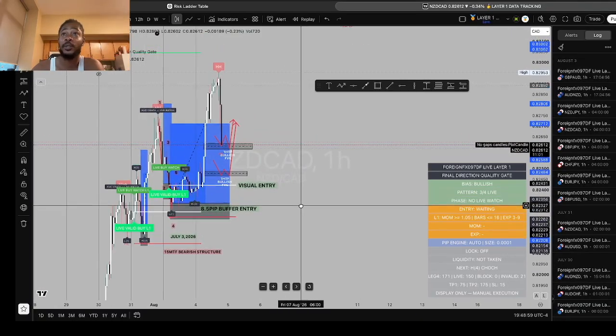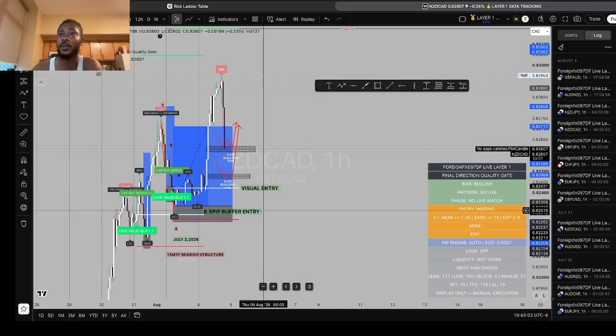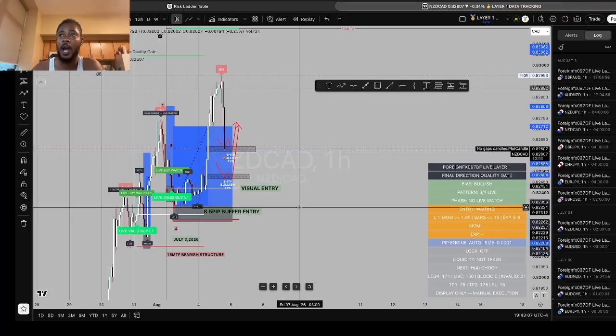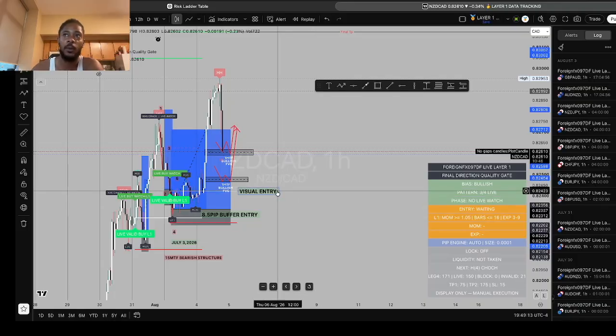The way you take the trade, you use two entries. You have the visual entry, and you have the 8.5 pip buffer entry. At all times, my full risk is 1%. So for example, I'm risking 100. At the visual entry, I would risk $50.